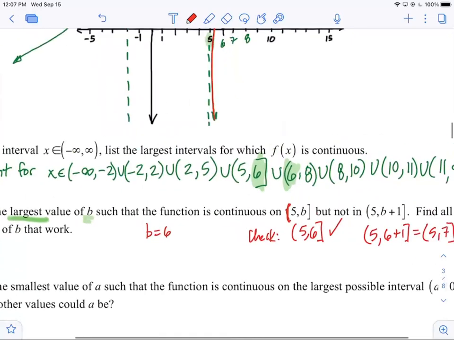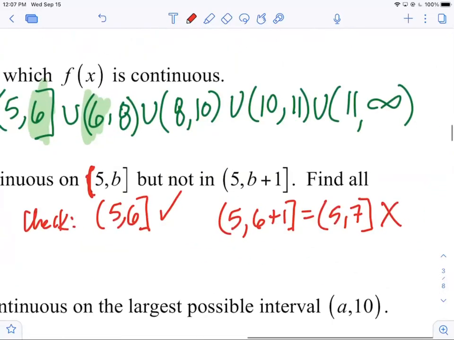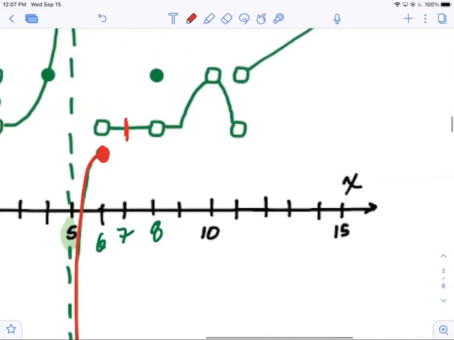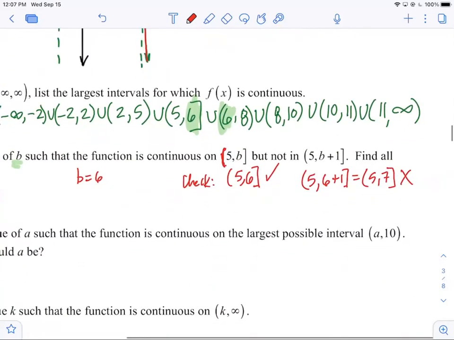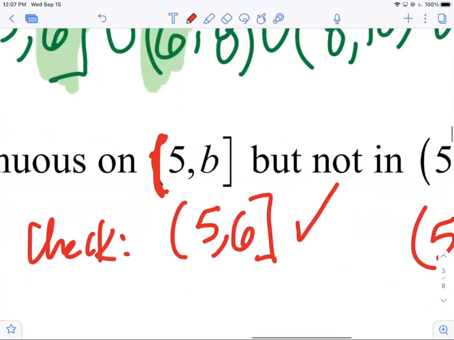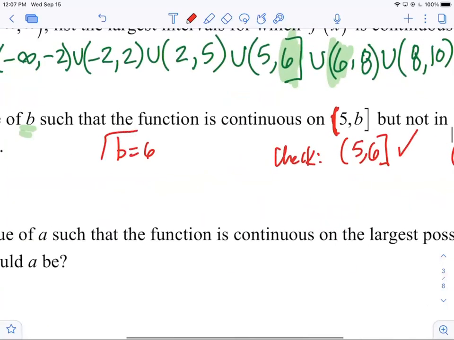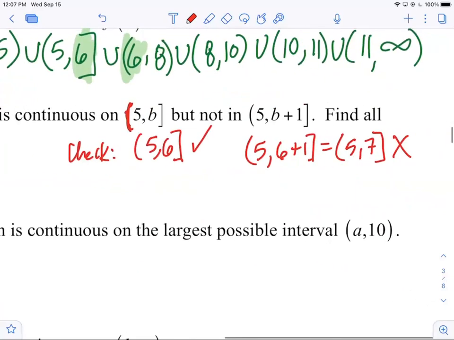But is there a larger value that works for this but not for that? I don't think so, right? Because as soon as I go anything past 6, I'm spanning the jump, and now I'm not going to meet this first requirement, right? So 6 would be the answer to that if this were a multiple choice question. It is continuous from 5 to 6 inclusive, but not from 5 to 7 inclusive, and there's no other value.